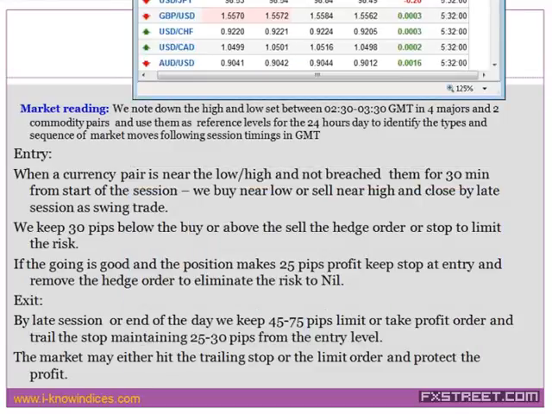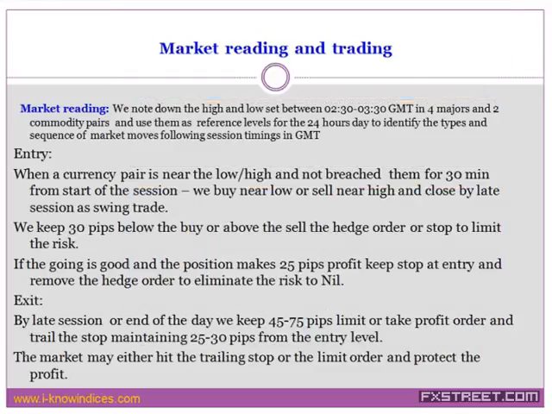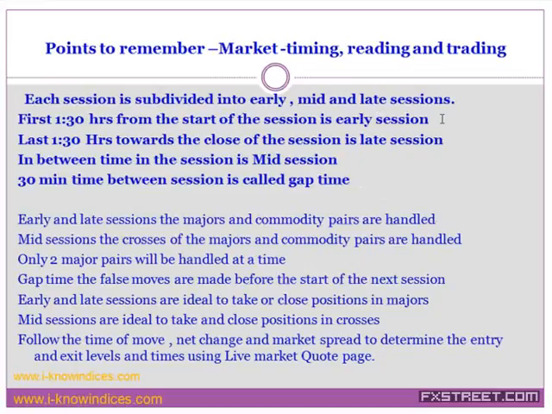I'll just go to the last slide with regard to how exactly you have to note down the early part and the late part of the sessions. So each session, the first 1.5 hours from the start is the early session, and the last 1.5 hours is the late session. The early and the late sessions handle the majors, and the mid session handles the crosses. And in the case of crosses, if you come across more than 70 pips spread between the high and the low, you can try to take a position so that you will be able to book some good profit. But in the case of majors, if they show a 40 pips spread or above, then you can take positions, and you will be able to see the profit quickly.